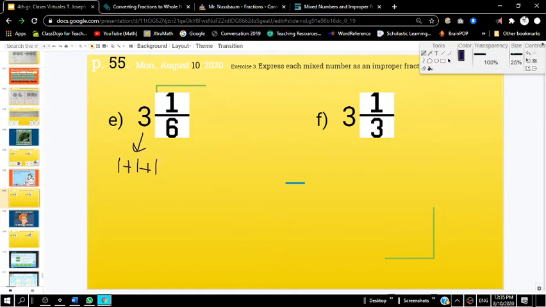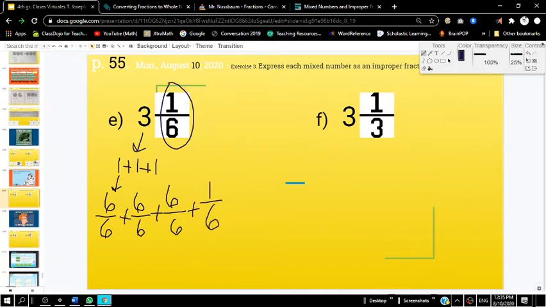In other words, we can change this first one into 3 over 3 if we wanted to. But I'm not going to do it like that. I'm going to look at my denominator, which is 6. So instead of 3 over 3, I'm going to change that to 6 over 6 plus 6 over 6 plus 6 over 6. In other words, I have 3 wholes represented here. Now I'm not going to forget to add my extra fraction.